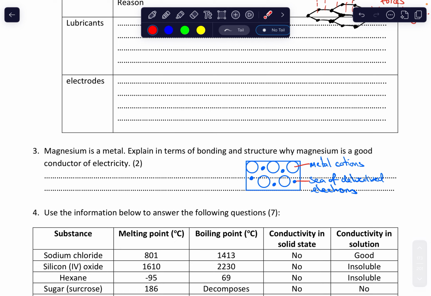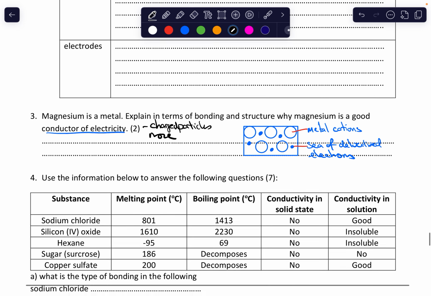Okay, magnesium is a metal. This is a diagram showing you the arrangement. So we have our metal cations, and they're surrounded by a sea of delocalized electrons. If you are going to be a good conductor of electricity, what you need to have is some form of charged particle that can move. So look at the diagram, look at the labels, think about what the sea of delocalized electrons can do in order to get your marks.